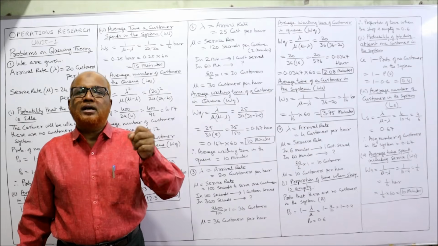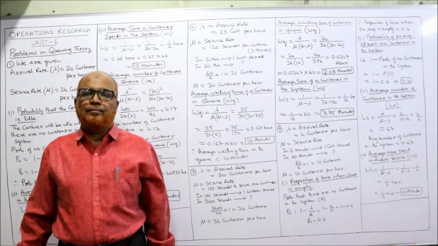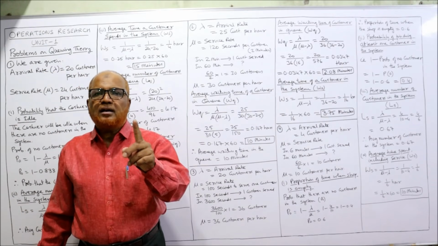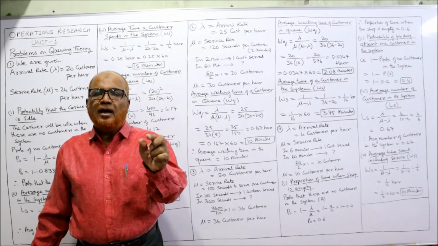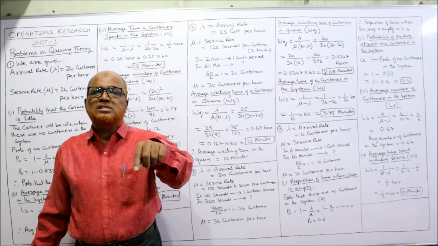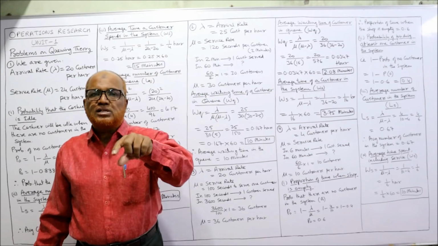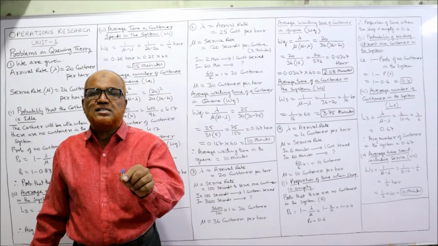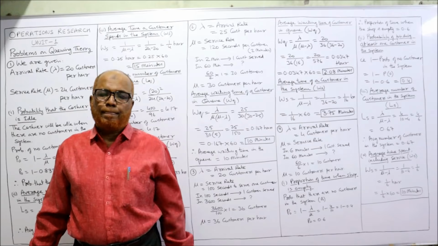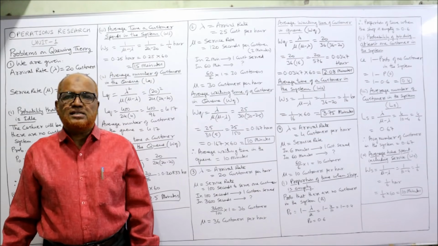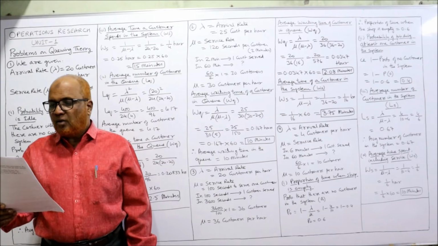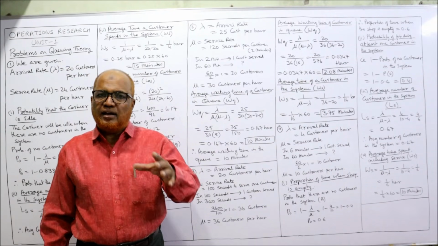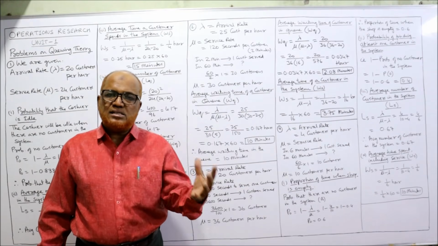But we want to find out how many customers are served in 1 hour. So how many seconds are there in 1 hour? 1 hour consists of 60 minutes, and every minute consists of 60 seconds. So 60 into 60, 3600 seconds are there in 1 hour. Now find the average time of the customer. It is not given whether average time in the queue or in the system.